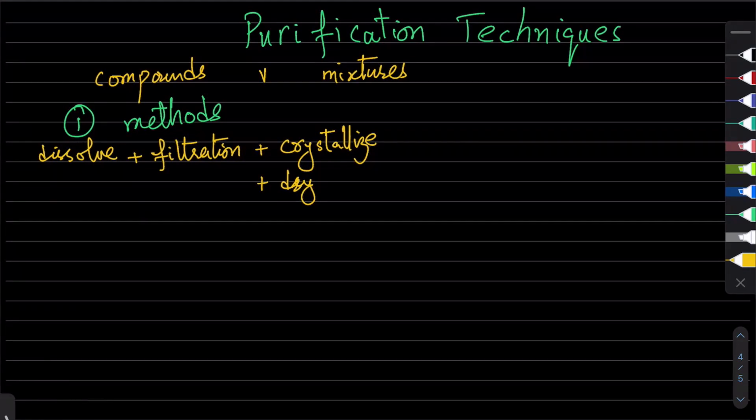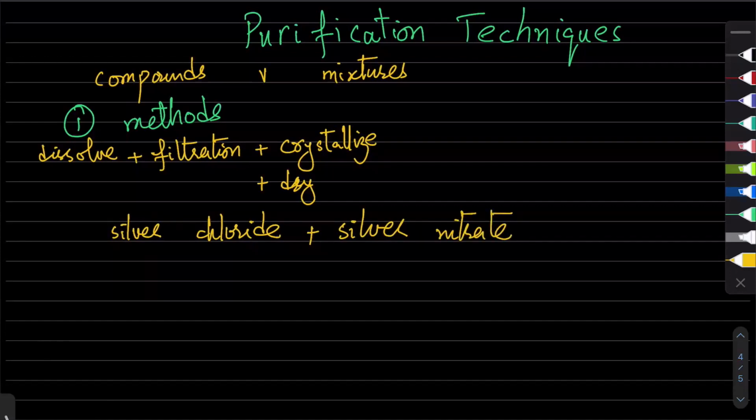Now, how does it go? I'll take an example. Let's say I have silver chloride, and it's dissolved with silver nitrate. The examiner says that this is solid and this is aqueous, or soluble. So one is soluble and the other is solid, which means it's insoluble. Okay, so soluble and insoluble.